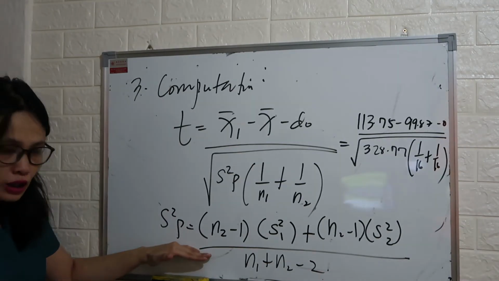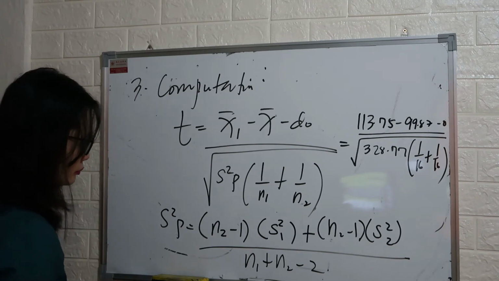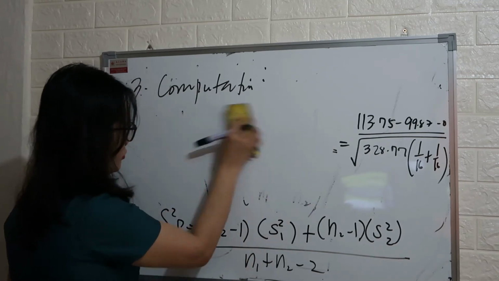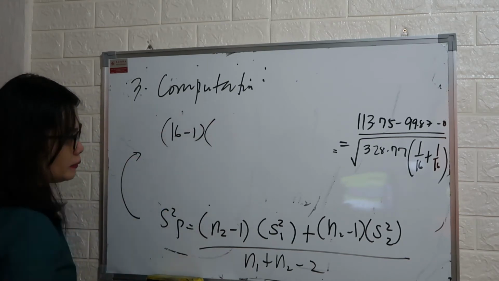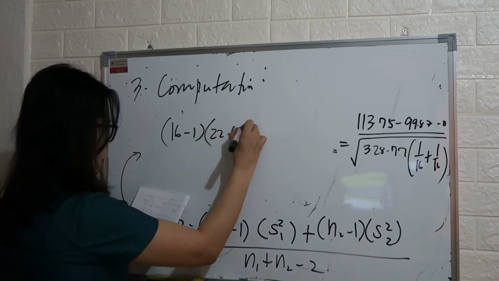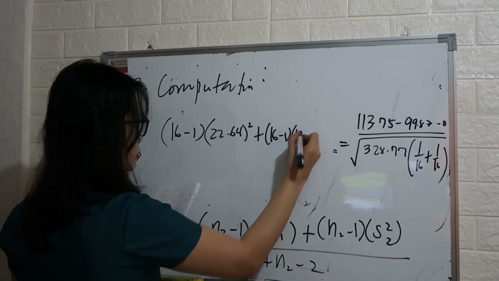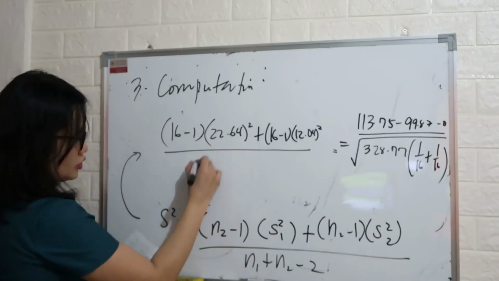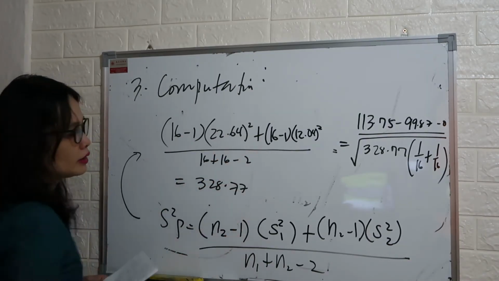Use the s squared t. Substitute the sample sizes, so that will be 16. To solve for s squared t, substitute: 16 minus 1 multiplied by the standard deviation, so that will be 22.64 squared, plus 16 minus 1 multiplied by 12.04 squared, over 16 plus 16 minus 2. So you do have 328.77. Okay?